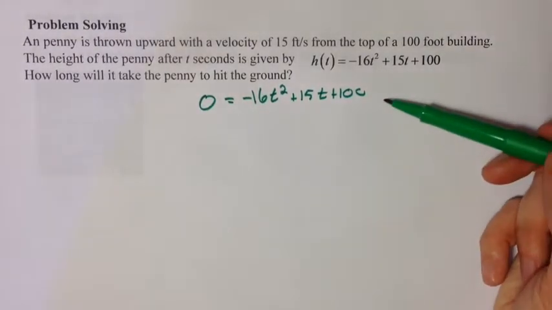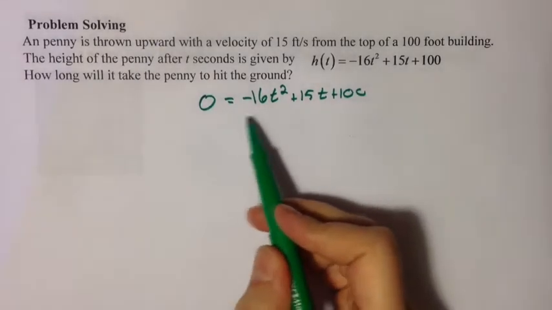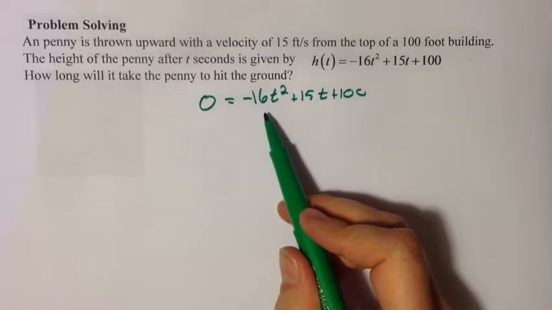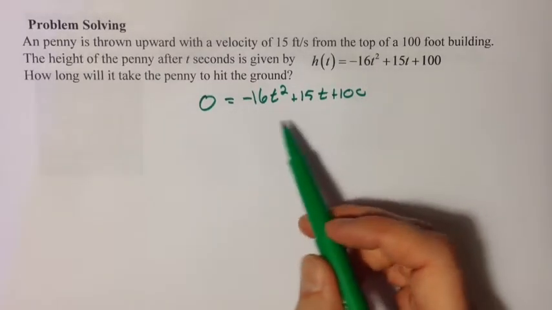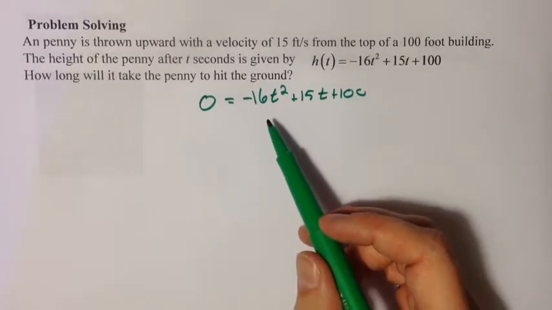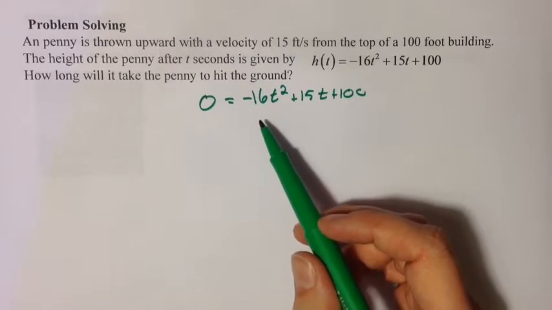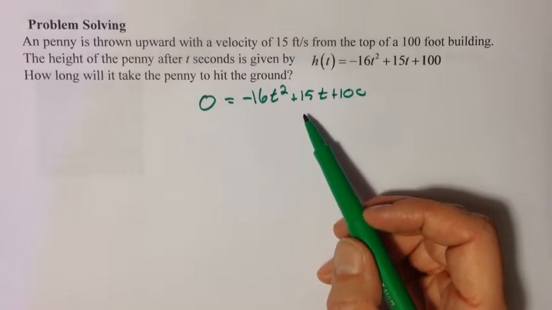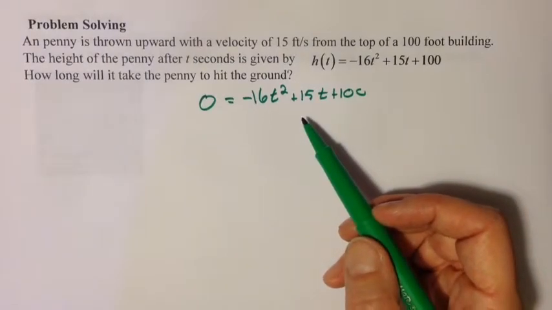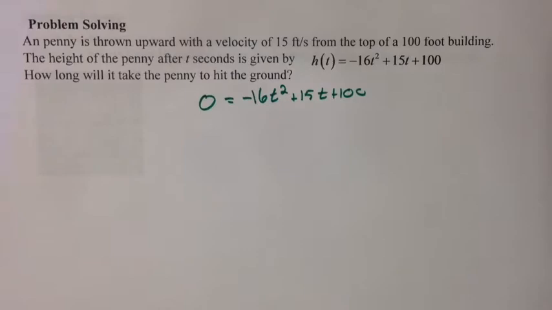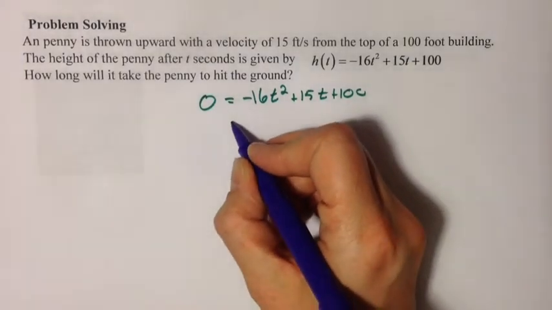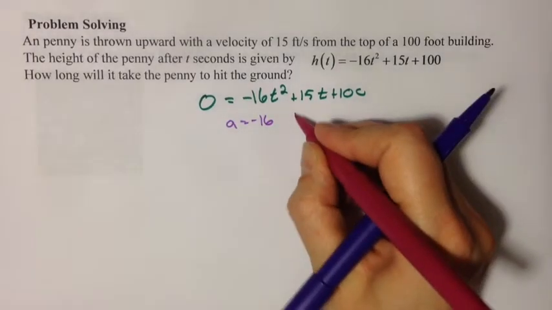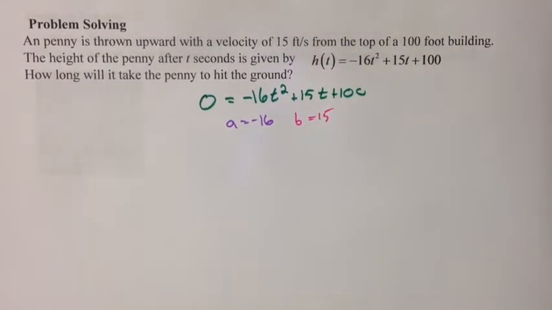And now I'd like to solve this equation. Now when I see that this is a quadratic equation, my first thought is to try to factor it. Then I see this negative 16 and this 100, and I think, gosh, if I use the a times c method, I'm going to be looking for numbers that multiply to be negative 1600 but add to be 15. That doesn't seem very likely. I think I'm going to try using the quadratic formula instead. This equation is already in standard form, so I can write down that a is negative 16, b is 15, and c is 100.